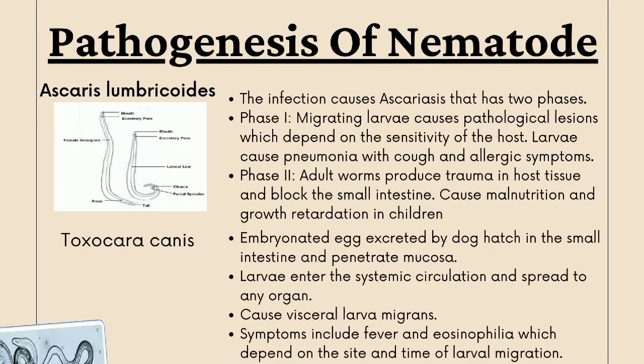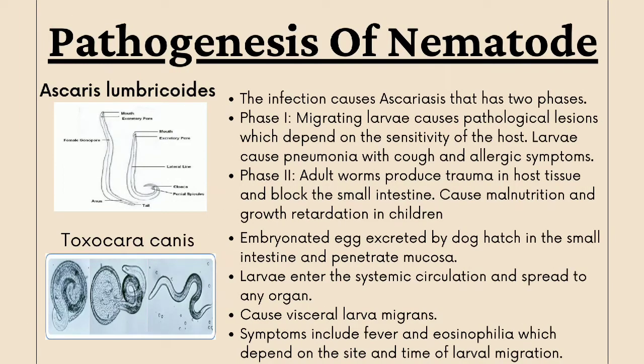The third one is Ascaris lumbricoides. The infection causes ascariasis, which has two phases. The first phase is migrating larvae causing pathological lesions, which depend on the sensitivity of the host. Larvae cause pneumonia with cough and allergic symptoms. In the second phase, adult worms produce trauma in host tissue and block the small intestine. This also causes malnutrition and growth retardation in children.